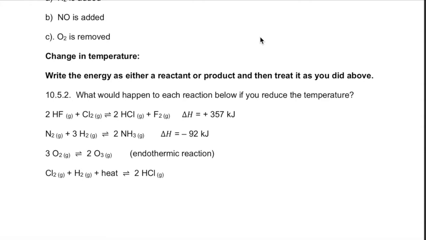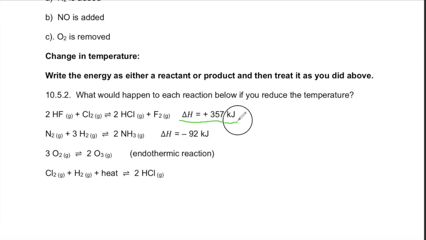How would an equilibrium system respond to a change in temperature? Well, to figure this out, something that works pretty well is to write the energy as a reactant or a product. If energy is being consumed, we say that it's a reactant, or we write it with the reactants. If it's being produced, then it's one of the products. We write it with the products.